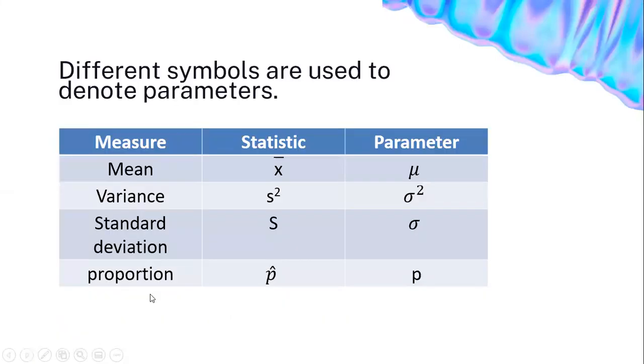Different symbols are used to denote parameters. So remember these symbols. When we say statistic, these are the values coming from the sample. So these are the symbols for the mean, for the variance, for the standard deviation, and for the proportion. While those data coming from the population are known as the parameters, and these are the symbols to be used. Okay, so you need to be familiar with these symbols.